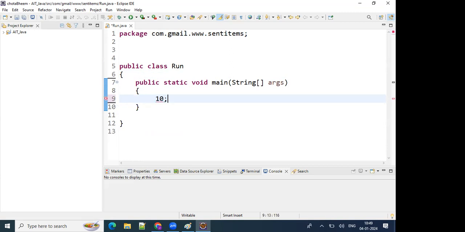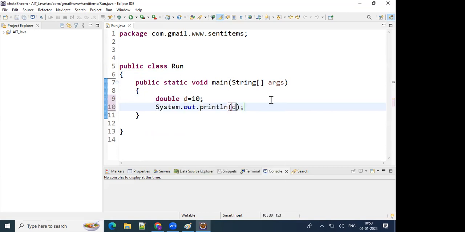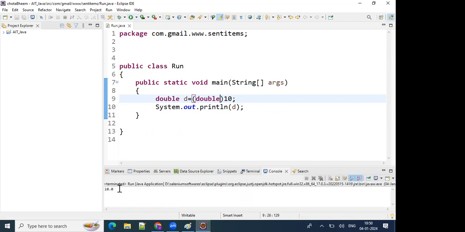So take data 10, store it in a double d. Is it throwing any error? No. If you convert, no problem, that is your wish. If you don't convert, automatically it will be converted. See the output, 10.0. Correct? So this is called widening.